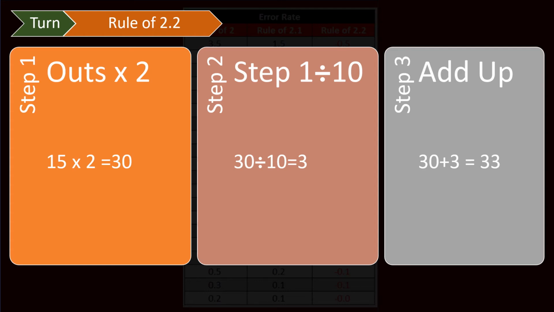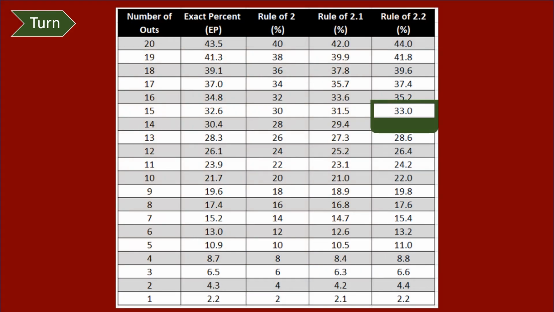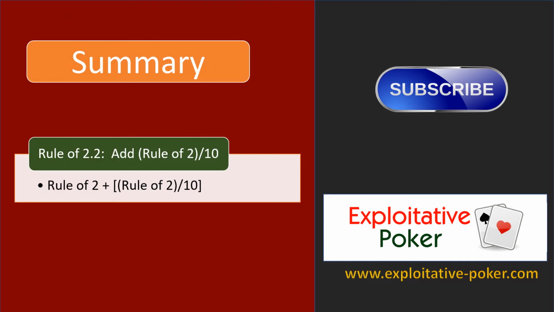So as you can see, this is the number in the table, and it's very close to the exact number, which is 32.6%. So as long as you can divide by 10, it takes a tiny amount of effort to include the correction into the rule of 2.